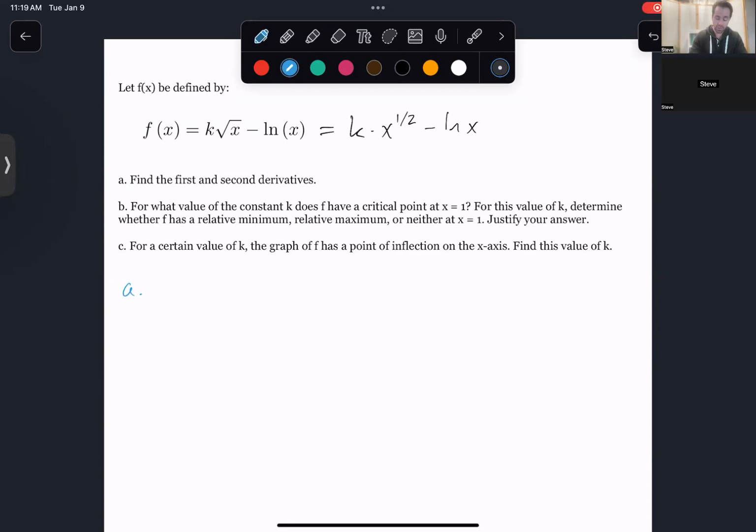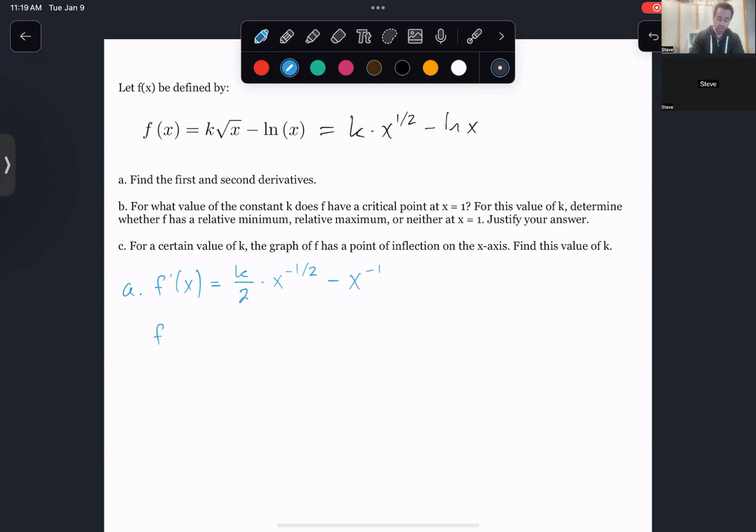In part A, f prime of x, working one term at a time, take the power rule and apply it to this. The 1/2 will come down, and then the exponent will decrease by 1. So we end up with k over 2 times x to the negative 1/2, and then the derivative of ln x is 1 over x. Although I'm going to write it as x to the negative 1, so as to make it easier to apply the power rule, especially to get the second derivative. Okay, we have the first.